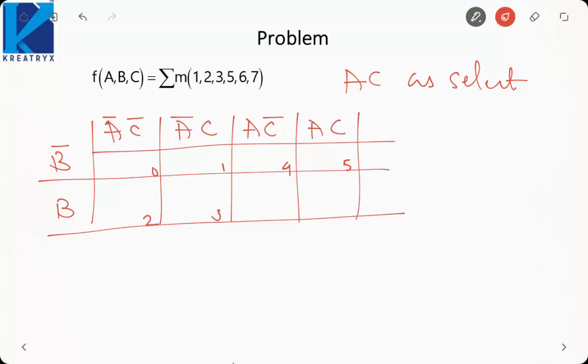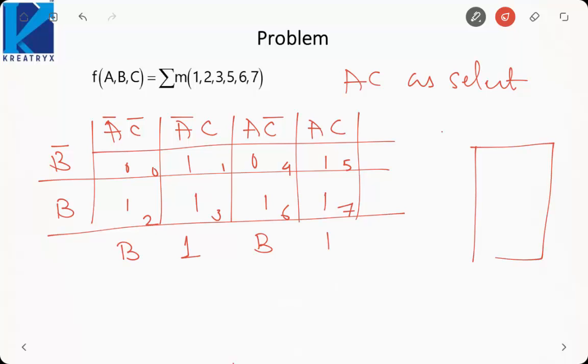A, B, C bar, it will be 6. Then A, B, C, it will be 7. So if I mark ones, 1, 2, 3, 5, 6, 7. Here it will be zeros. So this is coming out same as B. This is 1. Then this is B. Then this is 1. So it will be Y. Here A and C. This is how we can implement the logic. So this is how you can implement any logic using the multiplexer. Just form the truth table or find out the output for each combination of the select lines. Then you can easily implement it.